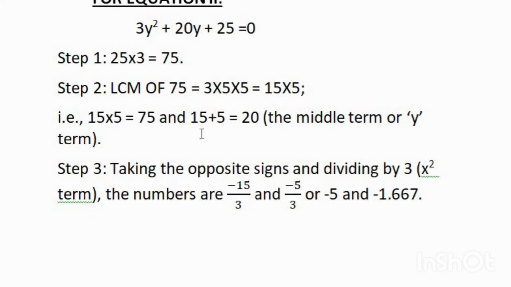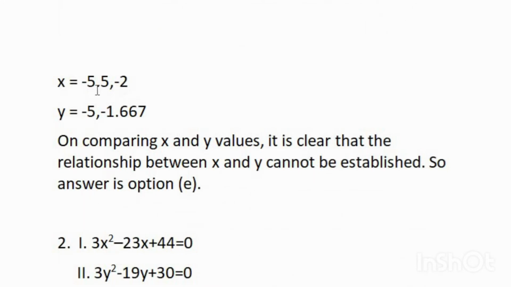Take the opposite signs, minus 15 and minus 5, and divide by the y square term. Not the x square term, it is the y square term. Okay, and here the numbers are minus 15 and minus 5. So dividing by 3, minus 15 by 3 is minus 5, and minus 5 by 3 is minus 1.667. Now we got the values of x and y. x is equal to minus 5.5 and minus 2, y is equal to minus 5 and minus 1.667.